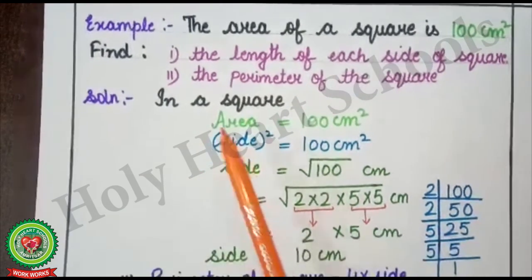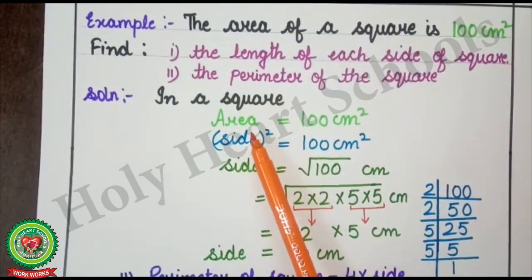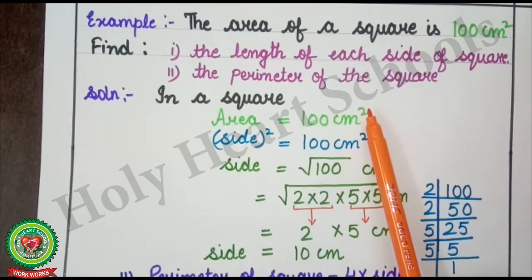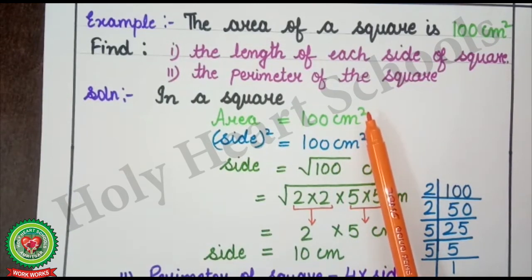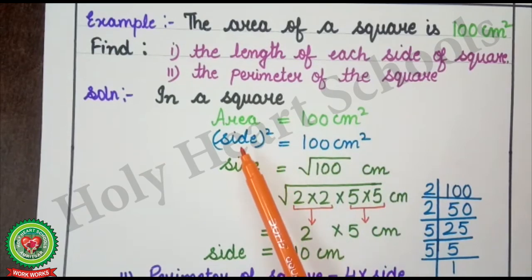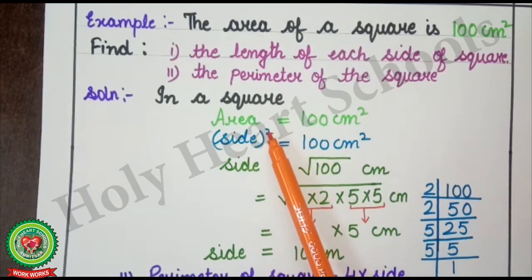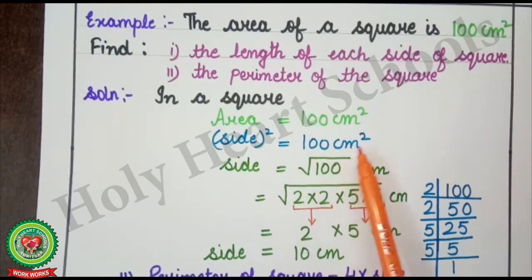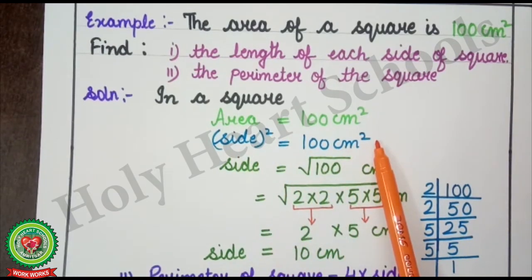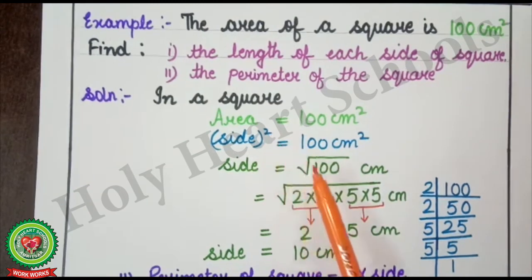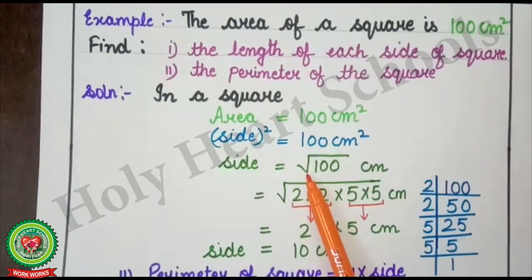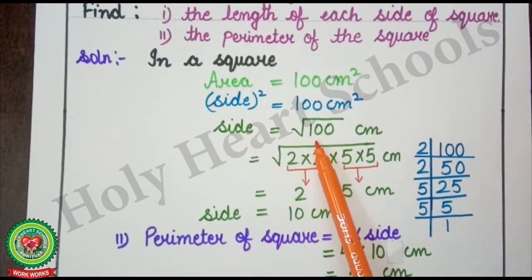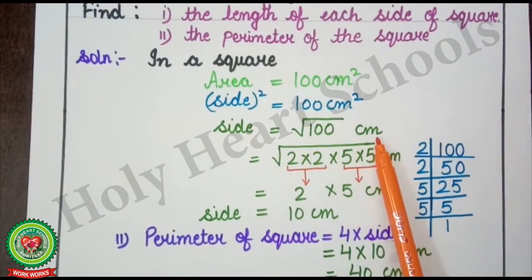So here in a square, area equals 100 centimeter square. Now, just now I have told you that area equals side square. So here side square equals 100 centimeter square. The square will change into a square root. So here it comes: side equals the square root of 100 centimeter.